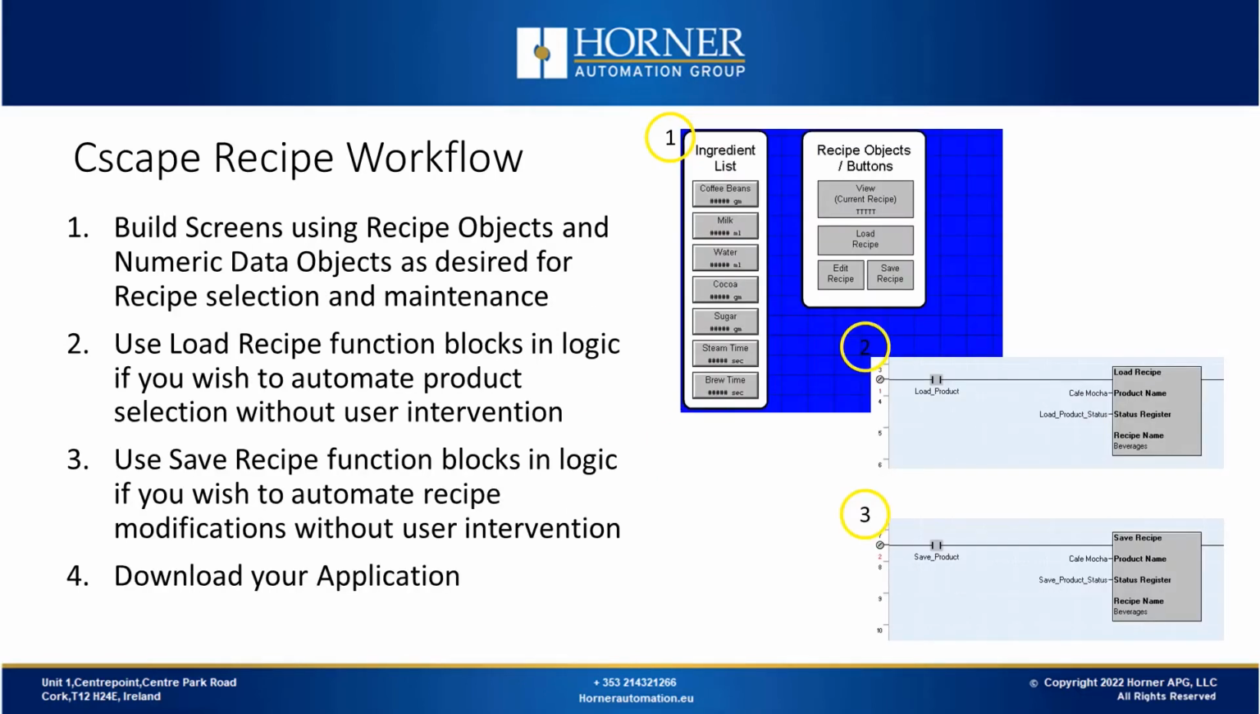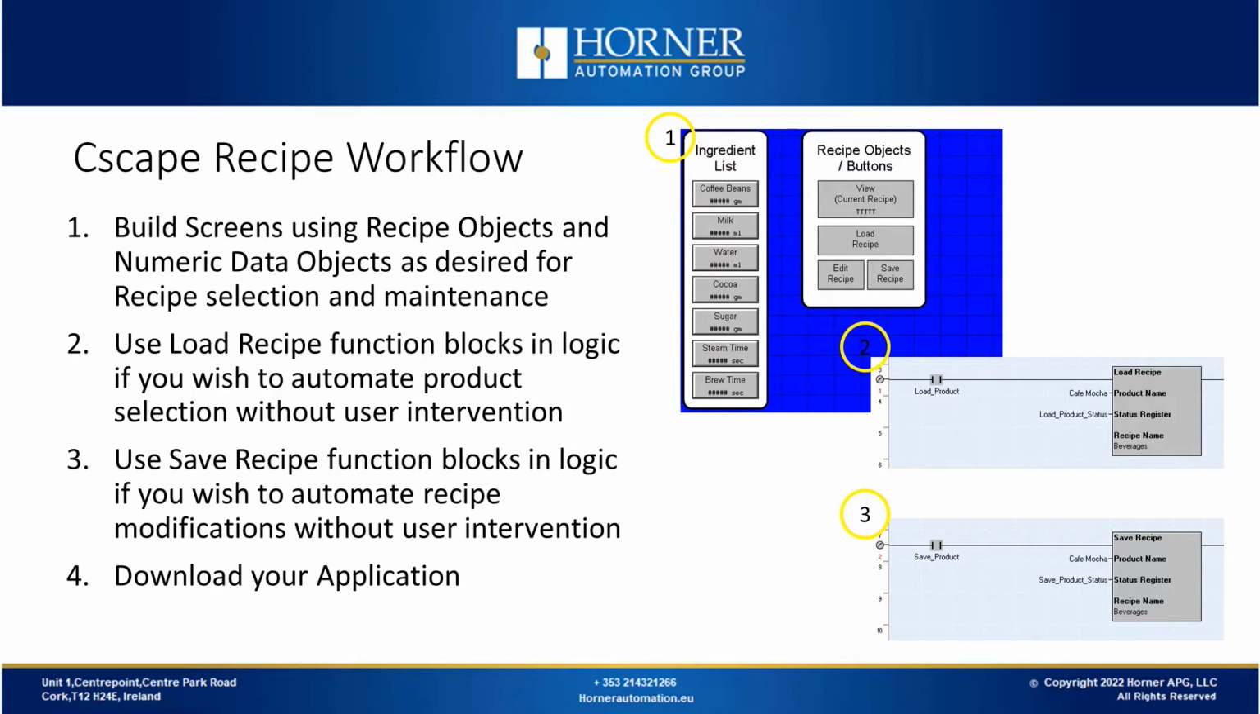So let's go through that workflow once more. So we made sure we have all our process variables created. In my case, I usually start with a spreadsheet and I export that to a CSV file. Then we work on the Cscape recipe editor. Once we've created our recipes, we need to provide some method to actually load those recipes at runtime. We can also write some logic utilizing the load and save recipe function blocks.